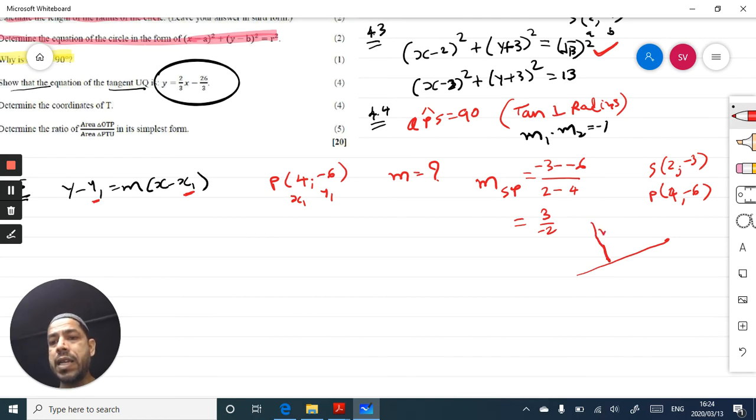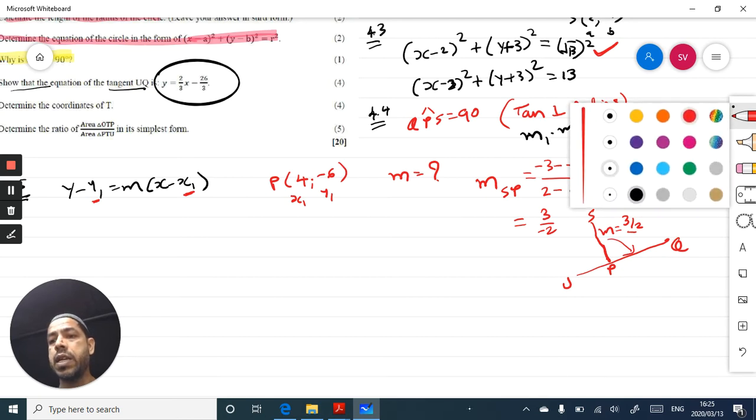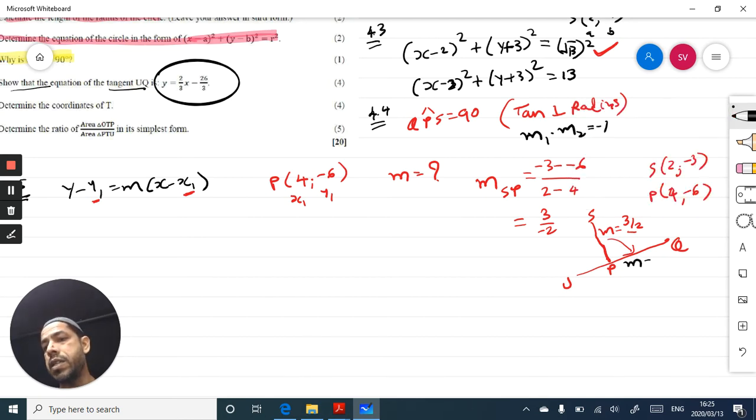So that gradient I found just now, that is SP, perpendicular to Q. So if I found it is negative 3 over 2, then I'll be able to transfer that information to write the gradient of this line, which is m equals 2 over 3. I will invert the numerator and denominator and put the opposite sign. That's the short way of calculating m. So basically now I got m also, which is 2/3.